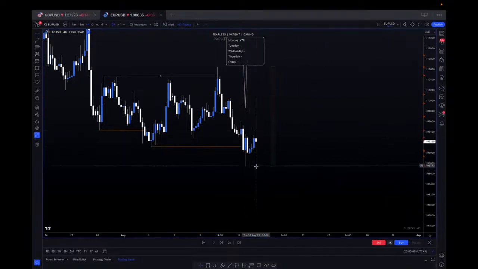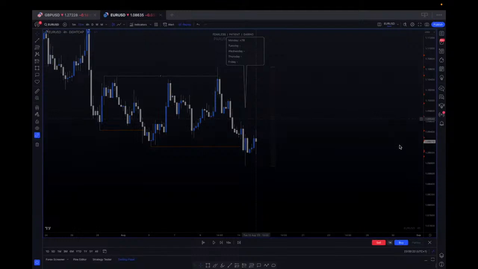So the pullback, we expect this to pull back to the equilibrium of the 4-hour range, the fib tool here. So we expect this to pull back here. That may happen, that may not happen, but that is an expectation in terms of structure. So let's go back to the 15 minutes and let's see what we have.